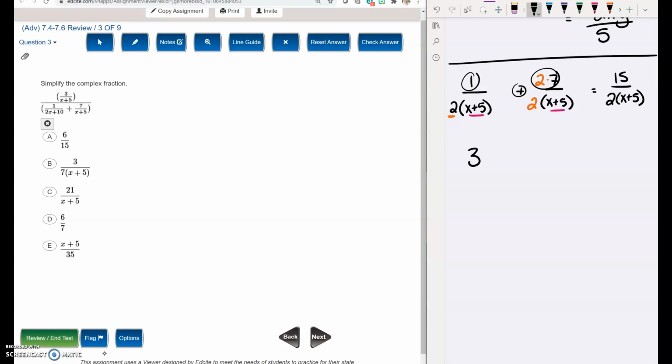So the top of the complex fraction is 3 over x plus 5. Change the sign to multiply. This is the bottom of that complex fraction, so flip that. And then let's see what we can simplify. I see that there's an x plus 5 on the bottom that will cancel out an x plus 5 on the top, and that leaves me with the fraction 6 over 15.